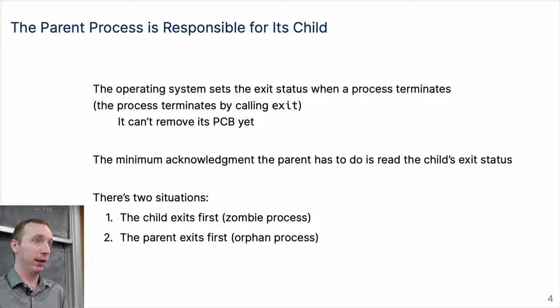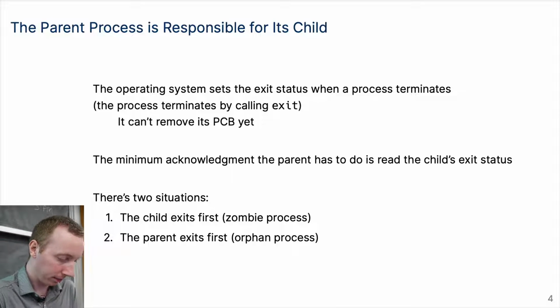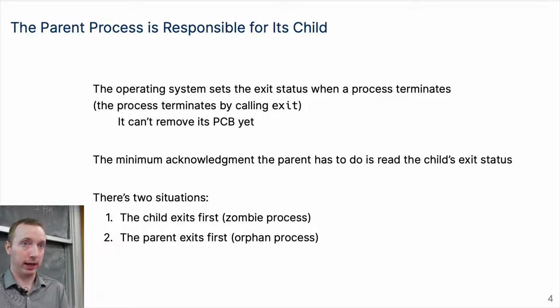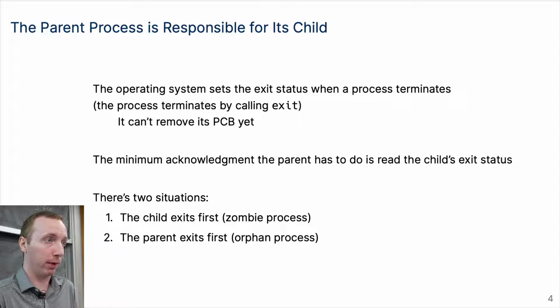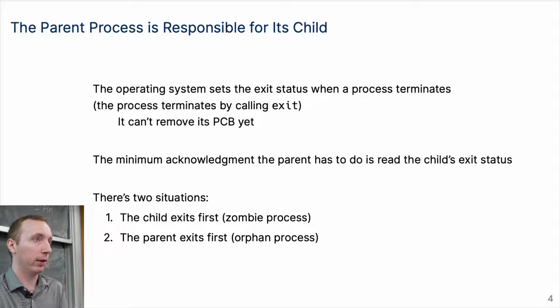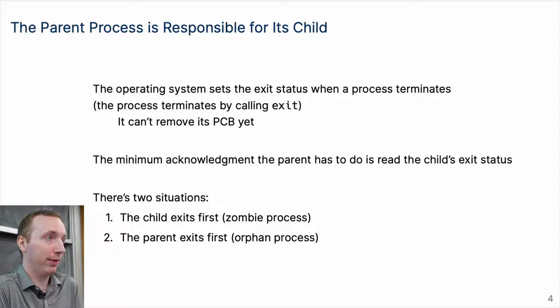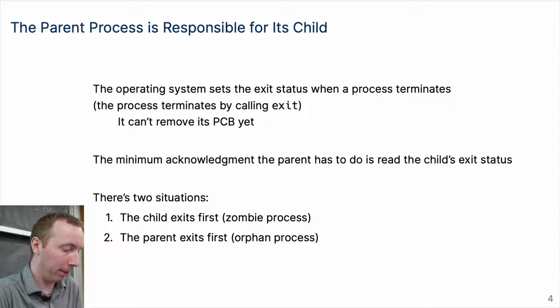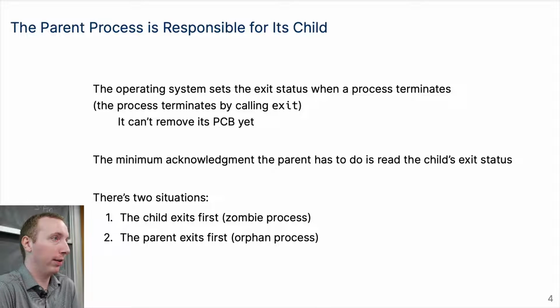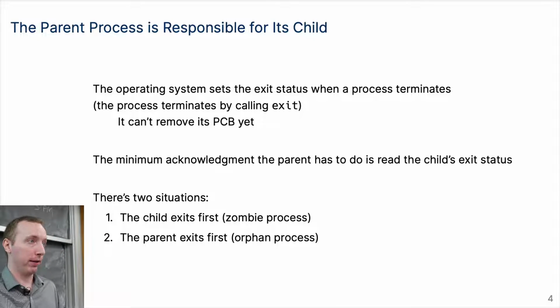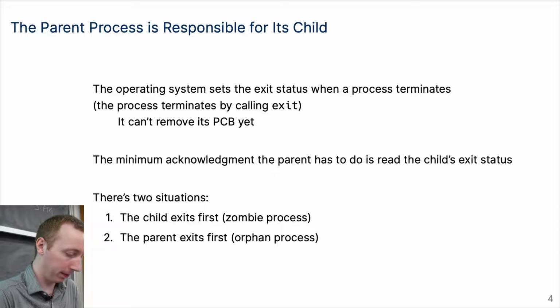It still has some information that the parent process needs to read before the kernel can actually remove it and clean it up. The minimum acknowledgement is just reading that exit status, whatever that return code was from the original child process, which is now terminated. So there are two situations for the case of that child. We kind of said the second one already: if the parent exits first, it's called an orphan process, because now its parent is no longer there, and it has to get reparented somewhere, and someone else has to take responsibility for it.